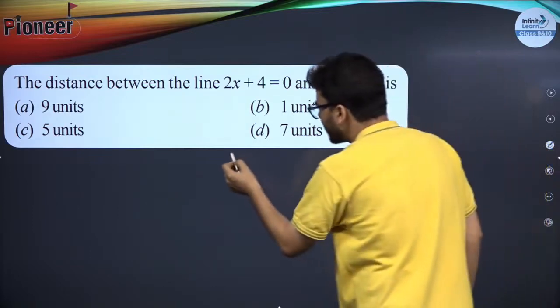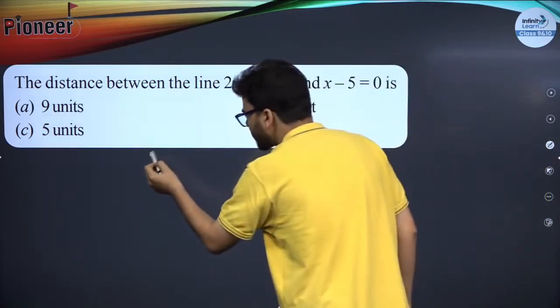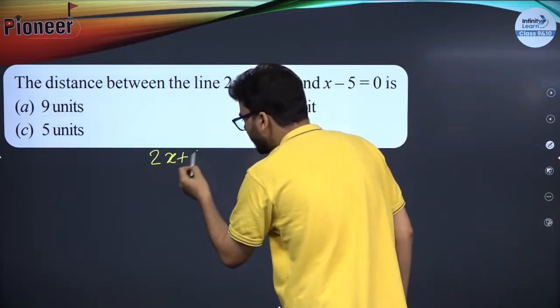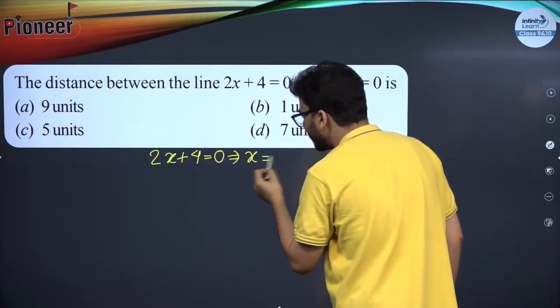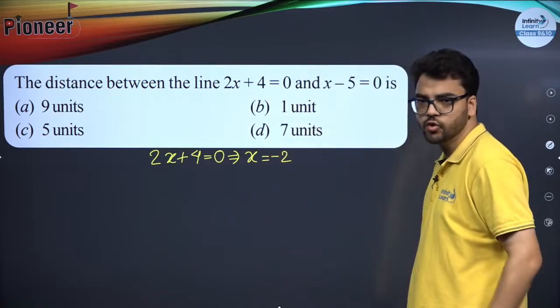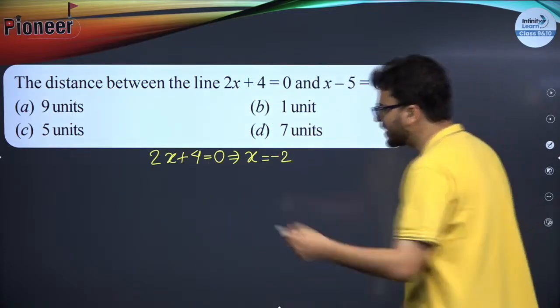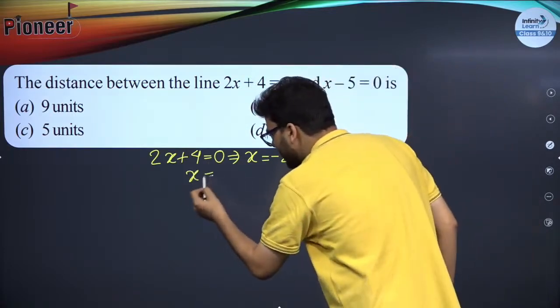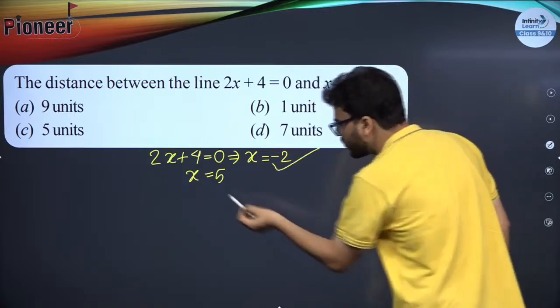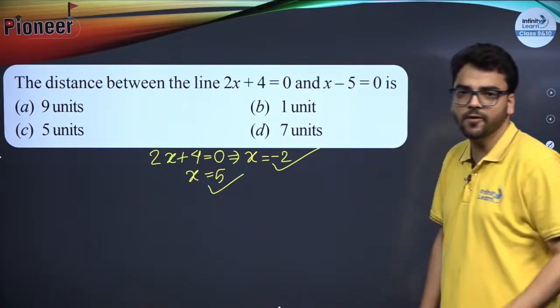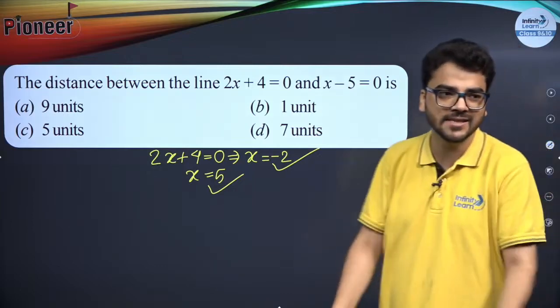So if you take the first equation over here, it is 2x plus 4, right? If I simplify it, will I get x is equal to minus 2, guys? Tell me. X is equal to minus 2 over here. And if I take the second one, it is nothing but x is equal to 5. So basically we have to draw the graphs of x is equal to minus 2 and x is equal to 5 and have to find the distance between them.